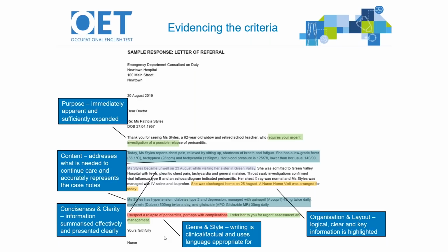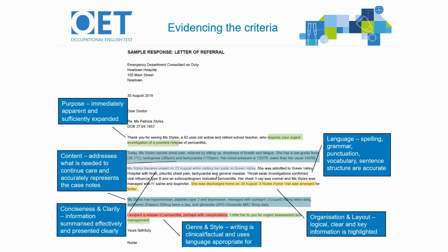And finally, language. So language is checking whether the sample answer is accurate in terms of spelling, grammar, punctuation, vocabulary, and sentence structure. As would be expected from an official sample answer, the language features are all completely accurate. And additionally, language has been used flexibly through the different sentence types and tense that we looked at earlier on to clearly communicate the information to the reader.